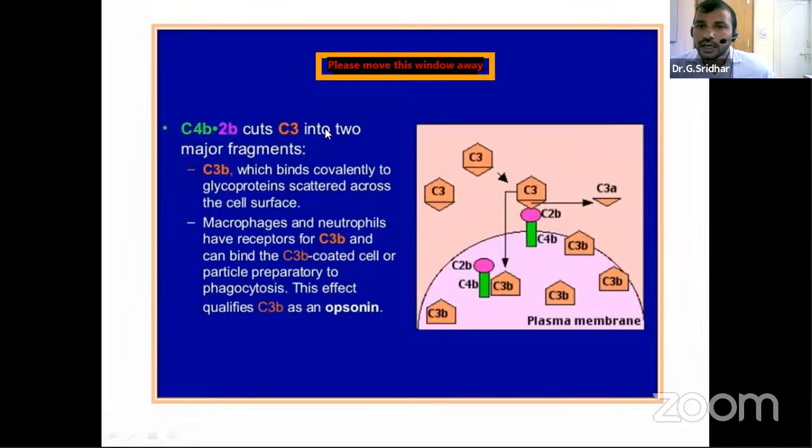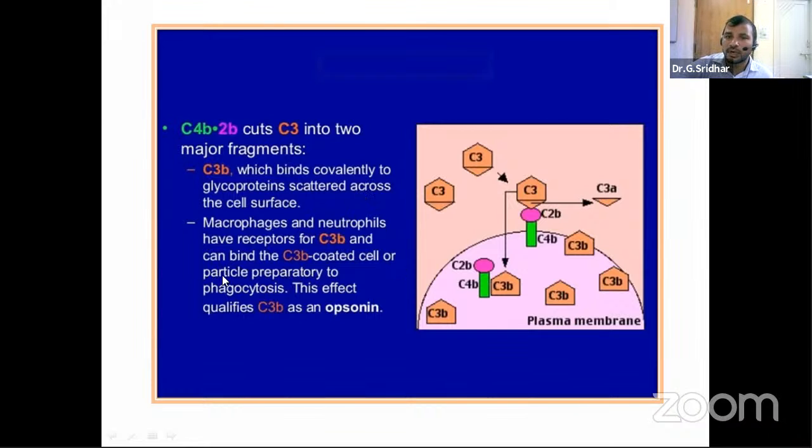C3 is the most abundant protein in the complement system. When the C3 protein is activated, the C3b binds covalently to the glycoproteins scattered across the cell surface. Macrophages and neutrophils have receptors for C3b and can bind to the C3b-coated cell, particularly in preparation for phagocytosis. This effect qualifies C3b as an opsonin.